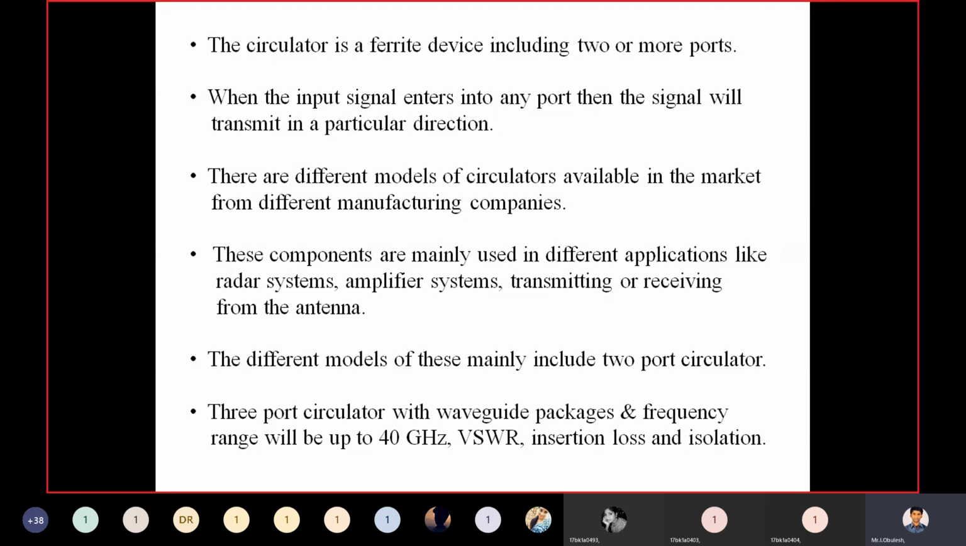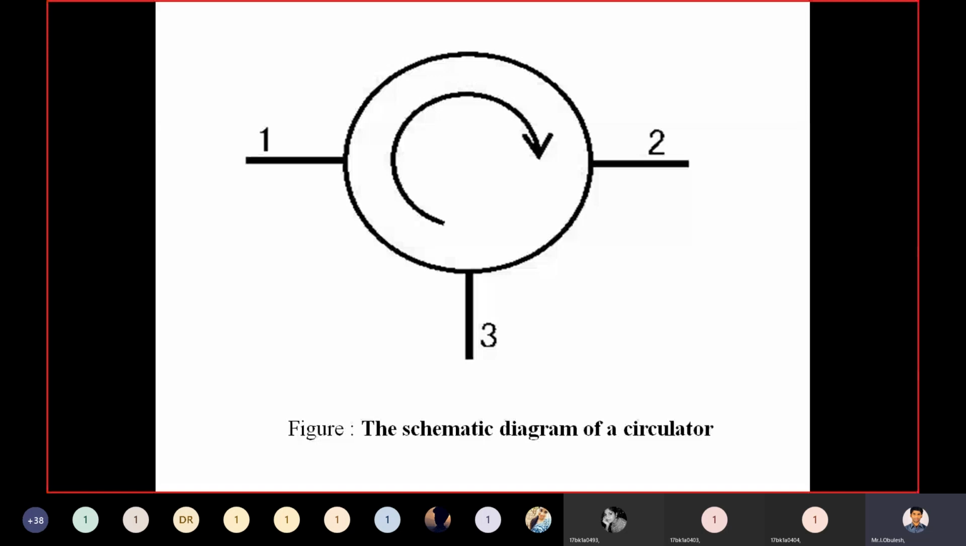When the input signal enters into any port, either port 1 or port 2 or port 3, depending upon your convenience or your application point of view, you can apply your input signal through any port.